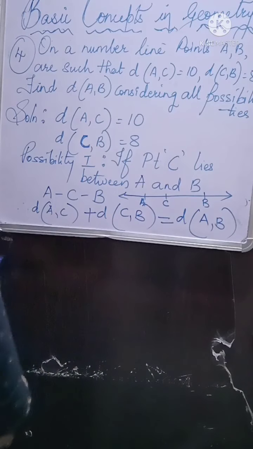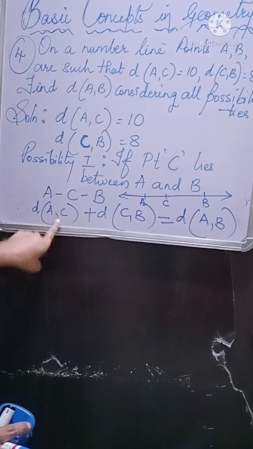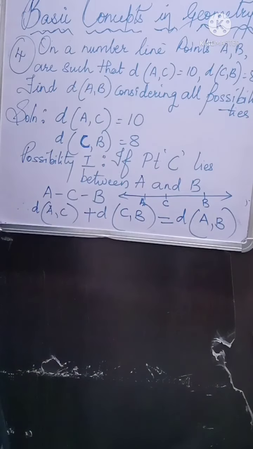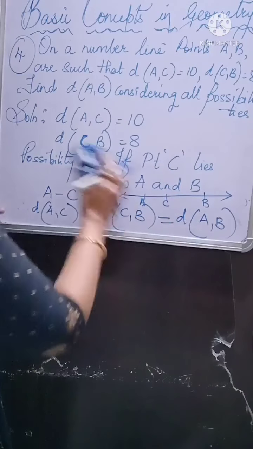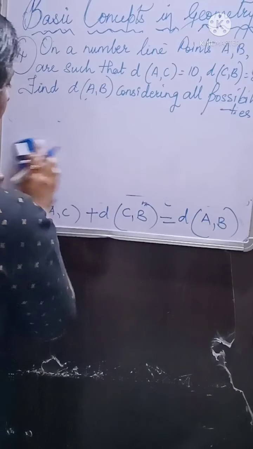Now substitute the numbers. Do you know distance between A and C? Yes, you know, 10. Distance between C and B, you know, 8. So what will be distance between A and B? Add. Again I'll write it here. The same thing I'll copy it above.